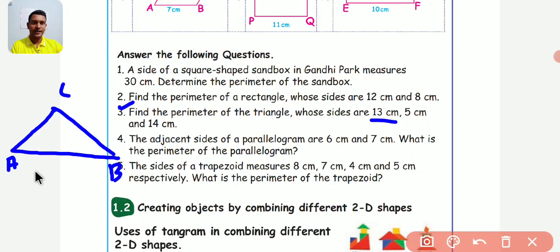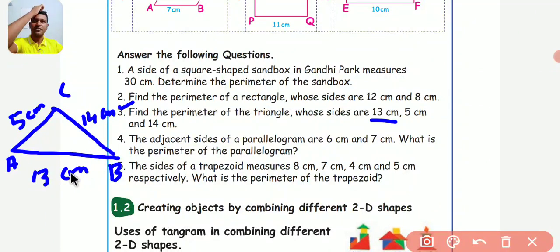One side is 13 centimeter, and another side is 5 centimeter. I put this one 5 centimeter, and another one is 14 centimeter. Okay, here we have three values. Now we can find its perimeter easily. Just by adding these three sides, we get the perimeter.